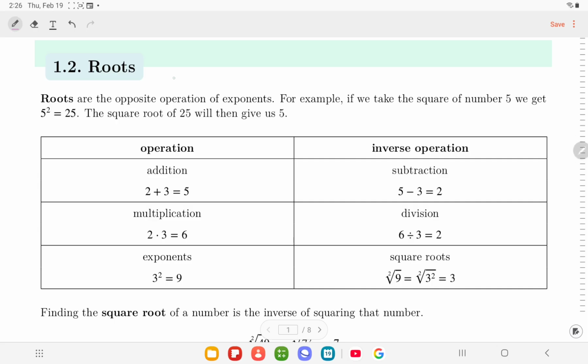So for example, if we're looking at the root of 9, we're trying to figure out what number squared gives us this 9. And from our previous lesson on exponents, we know that 3 times 3 will give us 9, and 3 times 3 can be written as 3 squared. Now once you get here, you can simply cancel out the square root and the exponent, and our answer is 3.